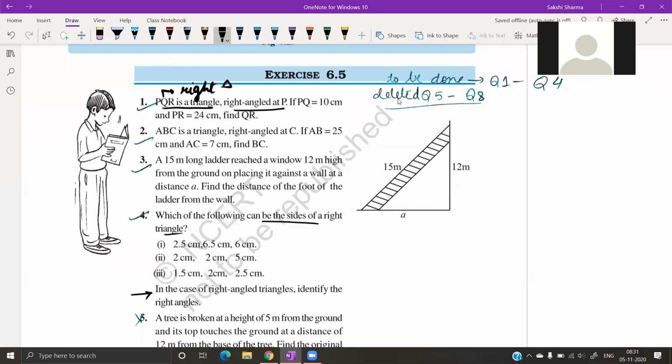Yes, ma'am. Now, if a triangle is a right triangle, you can use the Pythagoras property. It will be true because the triangle is already a right triangle. We're not checking. Now we know the triangle is a right triangle. So the Pythagoras property will be true. They are giving you two sides of the triangle. PQ is of length 10 centimeters. PR is of length 24 centimeters. You have to find out the length of QR.